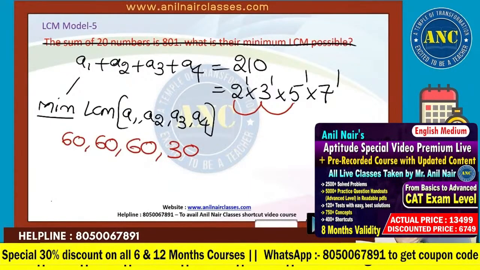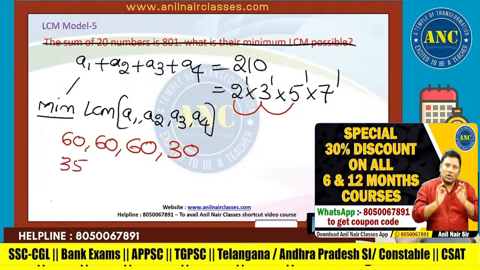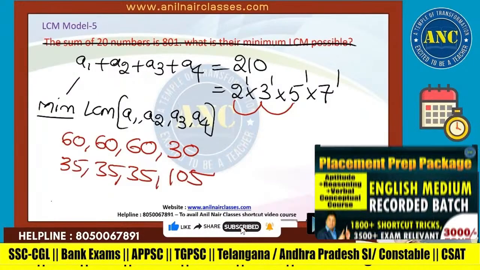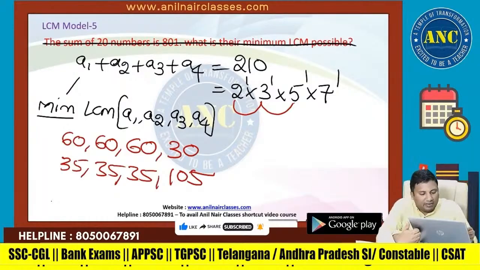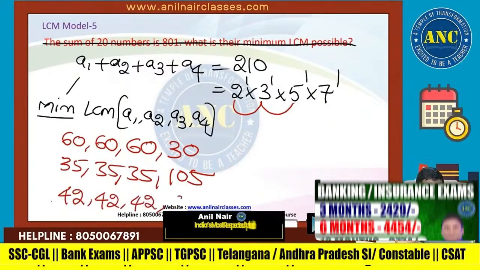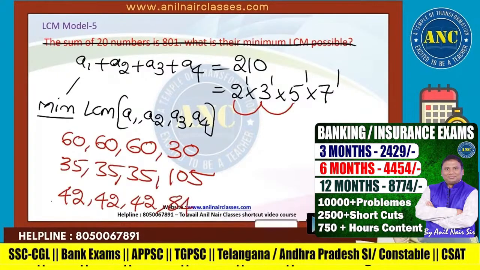7 5s are 35. Take a multiple of 35: 35, 35, 35 makes 105, and the next is 105, since 105 plus 105 is 210. Next, 7 3s are 21, and 21 times 2 is 42, so 42, 42, 42, and the next is 42.